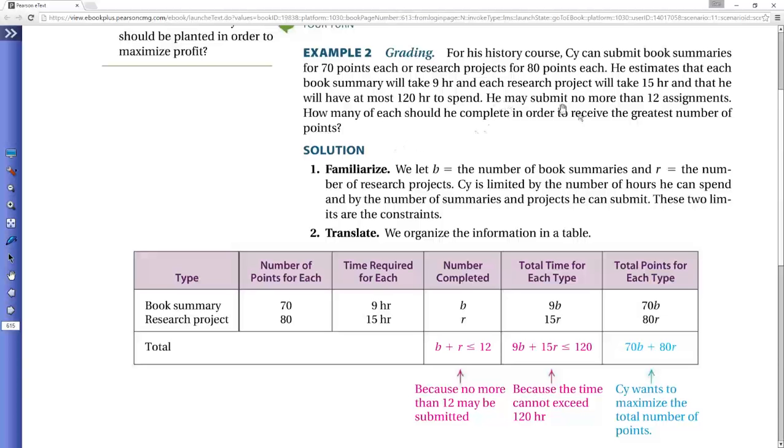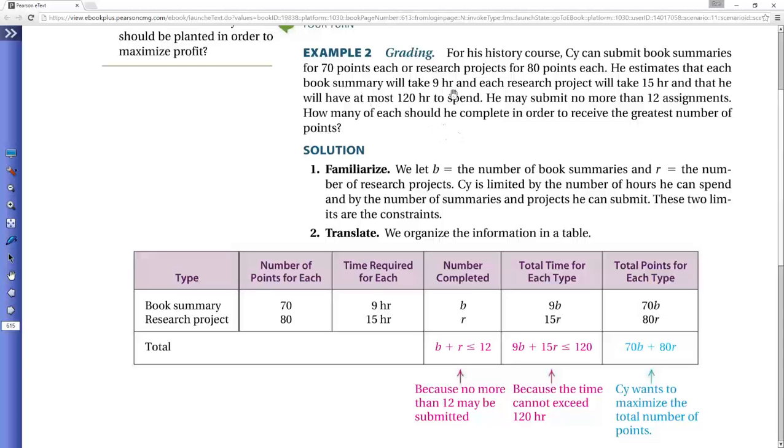Now he's talking about what you actually get. If you want to get your points here, you could say, well, I'd do 100 research projects, right? And I'd get 8,000 points. Well, it takes time, right? There's some real constraints on things like that. I don't know if he's going to have 1,500 hours to do research projects, right?